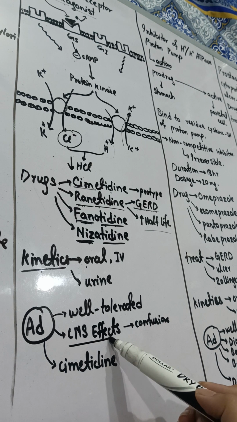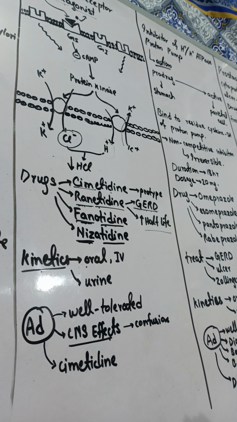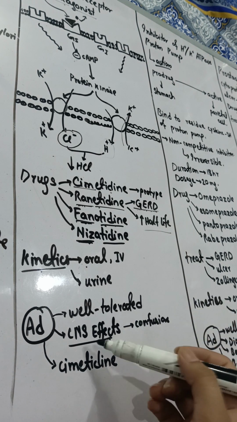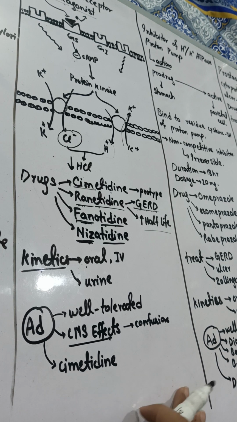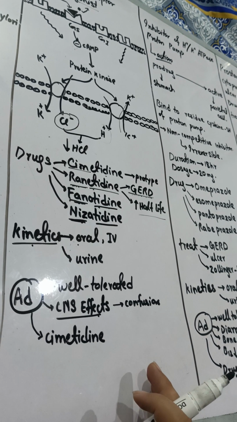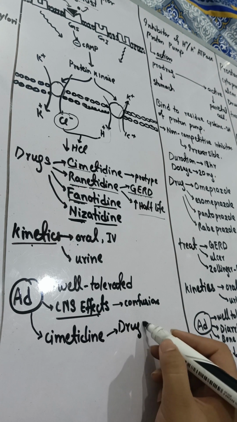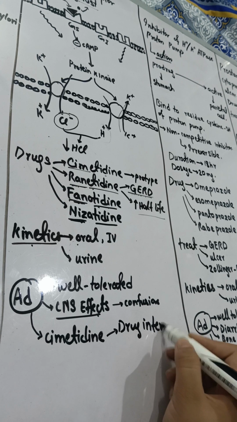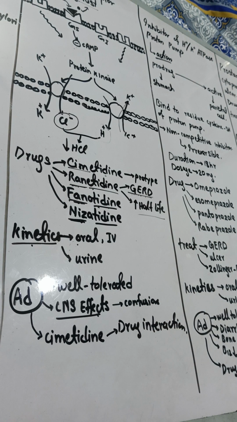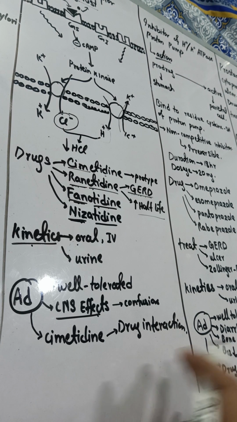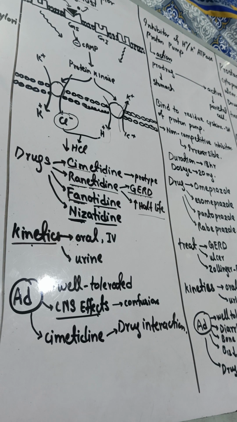They have central nervous system effects like confusion, but very rarely and only mild CNS effects. Now let's discuss the adverse effects of cimetidine. The most important adverse effect of cimetidine is that it causes direct drug interactions. It can interact with different drugs, so therefore we say that this is a problematic drug. This can cause some severe adverse effects, so therefore we don't use it clinically. So how is it causing the adverse effect?